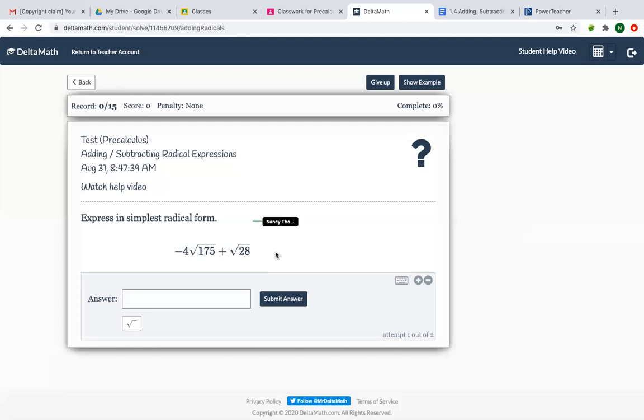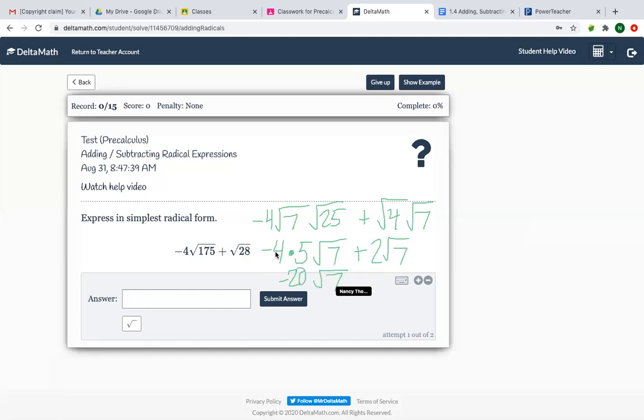Because unfortunately, you're not going to have your calculator for some of these questions. But you would have negative 4 times square root 7 times square root 25 plus square root 4 times square root 7. Okay, so this is negative 4 times 5 times the square root of 7 plus 2 square root 7, which is negative 20 square root 7 plus 2 square root 7. So that's right, negative 18 square root 7.